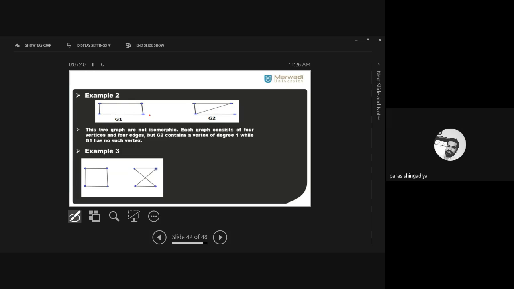Clear? 4 vertices with 4 edges. In both it is the same. The counts are the same. Clear? Vertex count and edge count, they are the same. But they are not isomorphic graphs. Why is it not an isomorphic graph? If we find the one-to-one correspondence here, there are 4 vertices given in this graph: A, B, C, D.